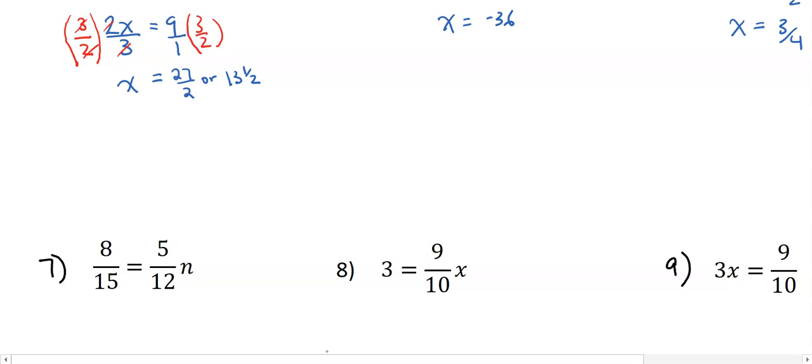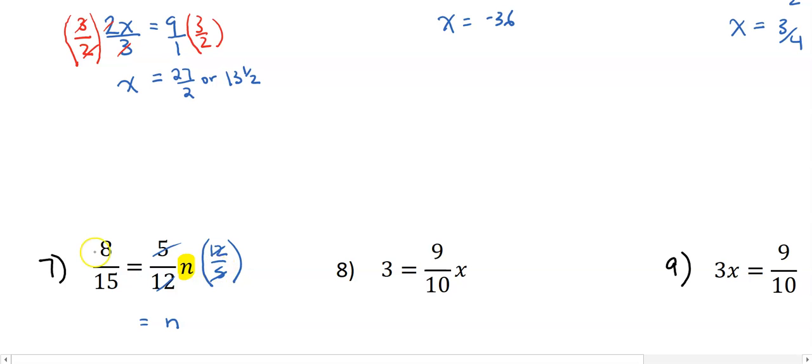Here, most people multiply by the reciprocal of the fraction they first see. Be careful. You always have to identify where the variable is because you have to get that variable by itself. So whatever is happening to the variable is what you're trying to undo. The variable is being multiplied by 5 over 12. So you have to choose the reciprocal of 5 over 12. That's the key, because those will cancel to leave you with n.